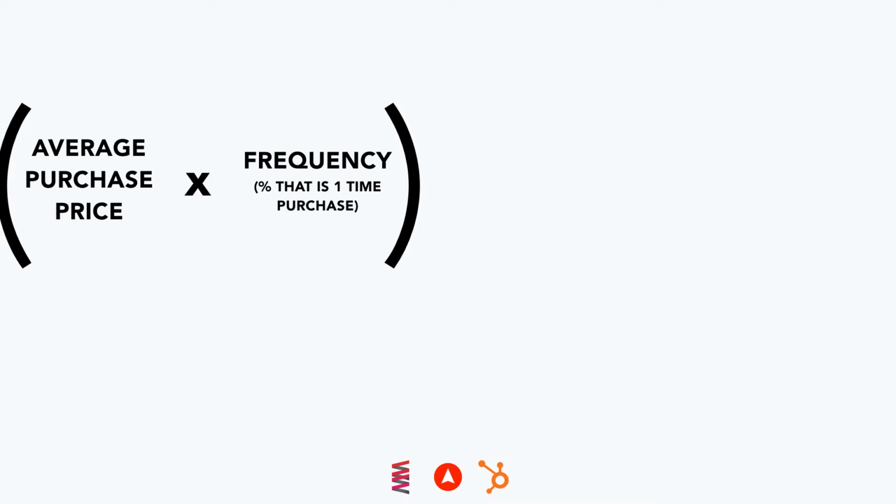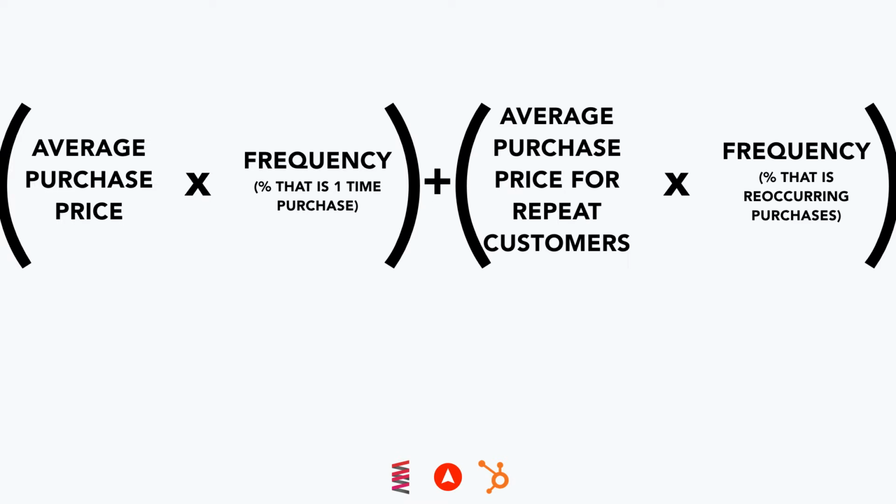So take your one-time purchase value times the frequency percentage. So if it's 50% and they spend $100,000 with you, the value there is $50,000, right? Because it's only half of your base, okay? And then you take your recurring customer. So then if your other customer spends, let's say, X amount with you, but they do that 10 times over the course of their lifetime, multiply that out, and then multiply that by the percentage that is a recurring customer base.